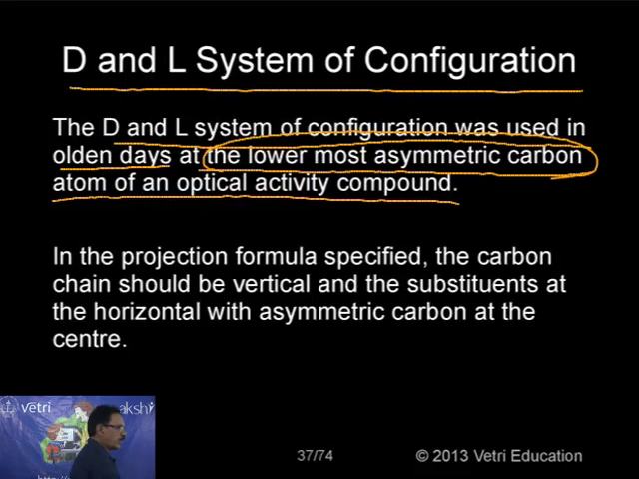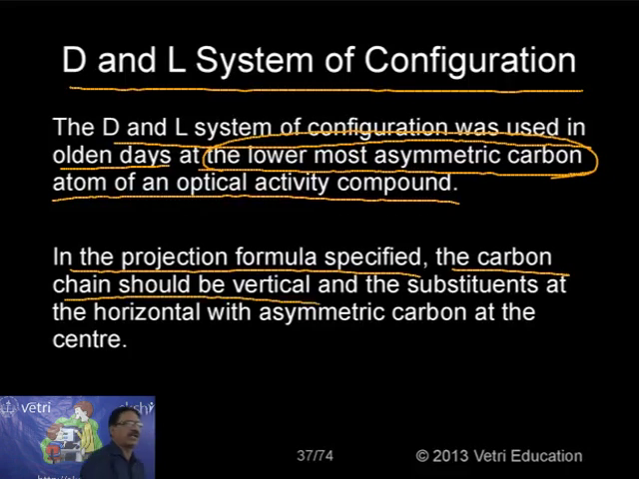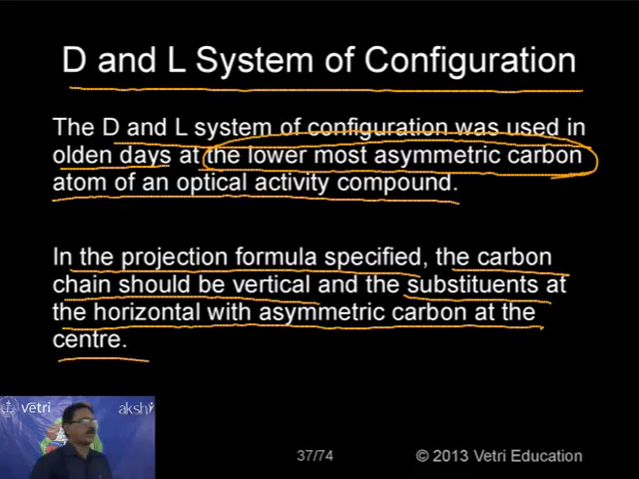Let me explain. In the projection formula, the carbon chain should be vertical, as in the Fischer projection, with the easily oxidizable carbon atom at the top and the less easily oxidized carbon atom at the bottom. By keeping this, we write the structure vertically. All the carbon atoms are in the vertical chain, and the substituents are horizontal with the asymmetric carbon at the center. Keeping the asymmetric carbon at the center, we write H and OH or any groups left and right, as in the Fischer projection.